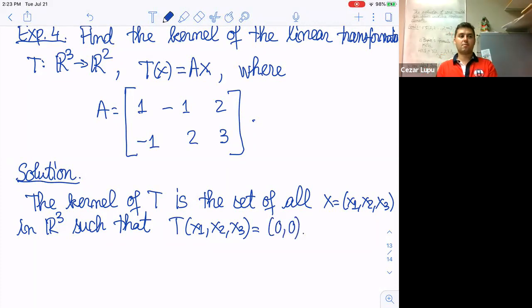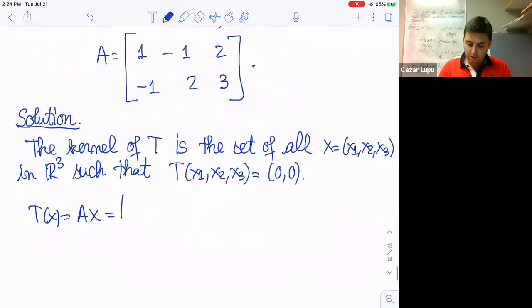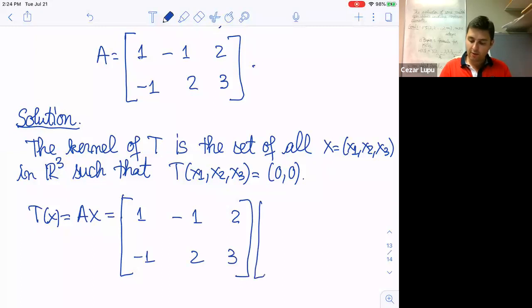So that's the definition. And now I have to look at who T of X is. In my case, X is (x1, x2, x3). So T of X is AX, which is this matrix here, 1, -1, 2, -1, 2, 3, and we apply this to this vector X, which in our case will be a column vector x1, x2, x3.